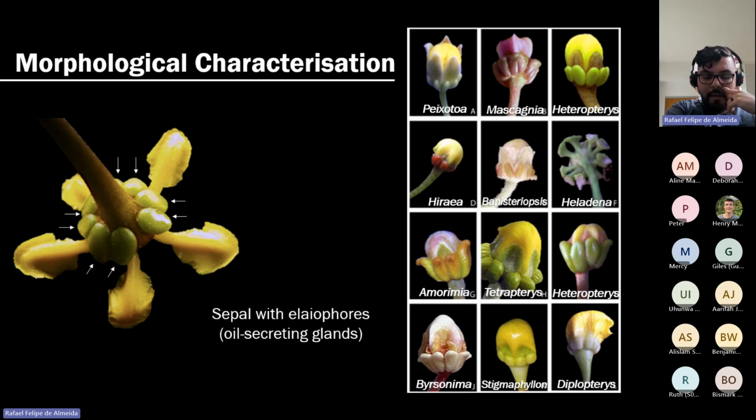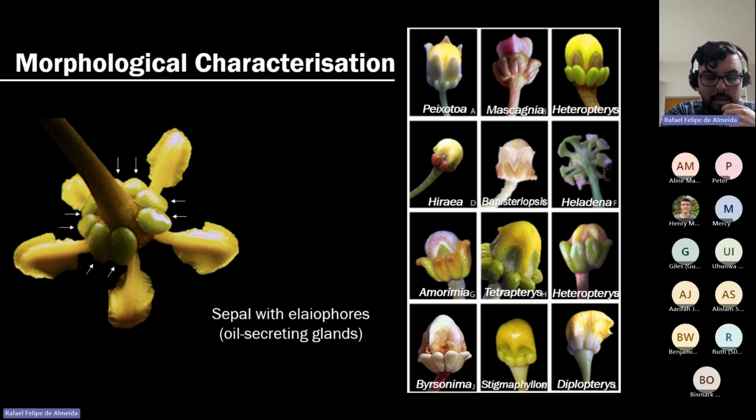Another morphological characteristic that is really helpful in identifying this family is their sepals. They always bear elaiophores. What are elaiophores? They are oil-secreting glands, and that's a little bit tricky when we're talking about neotropical and paleotropical Malpighiaceae. You're going to understand this issue more in depth in a few slides. But for now, you just need to know that only neotropical species of Malpighiaceae have those oil-secreting glands on their sepals.